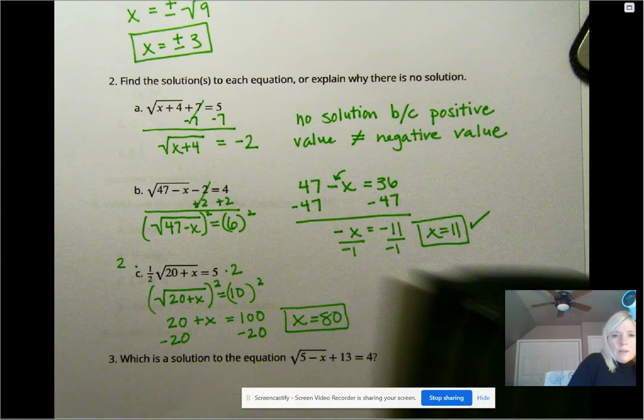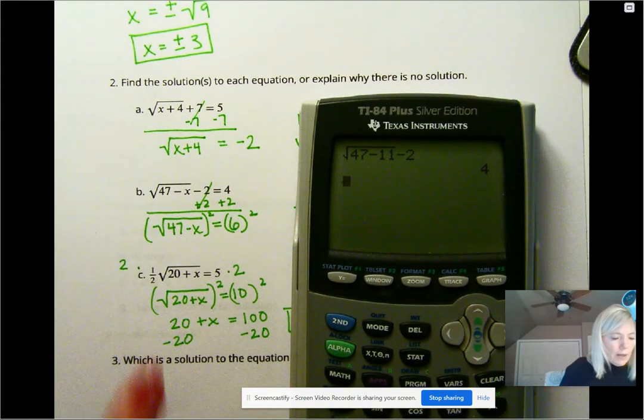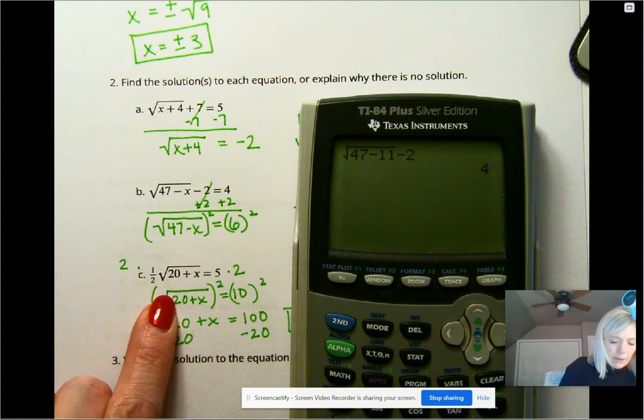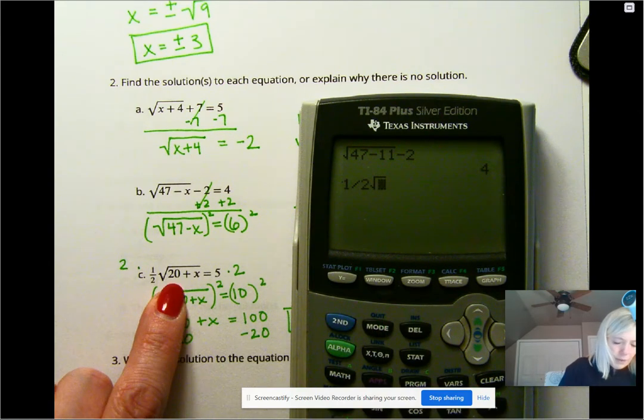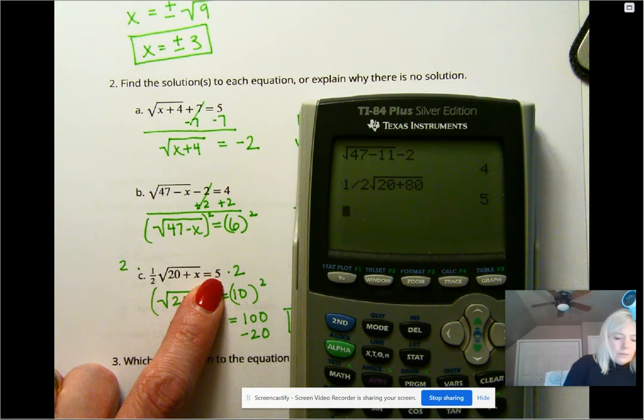And again, we're going to check it. So I'm going to put an 80 here for x and see if my final answer is 5. So 1/2 times the square root of 20 plus 80. The answer is 5, just like it is here. So that checks.